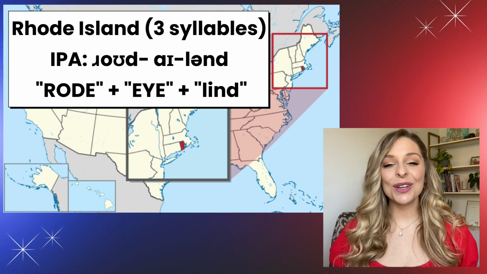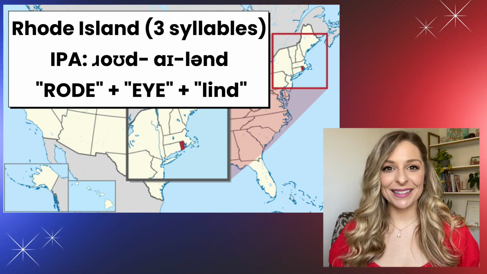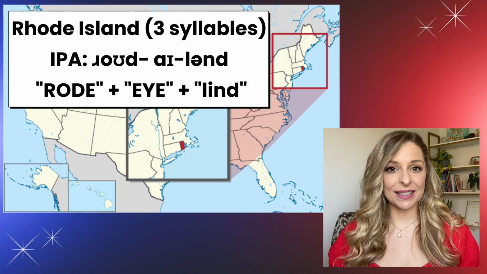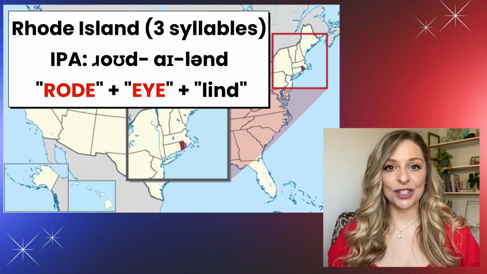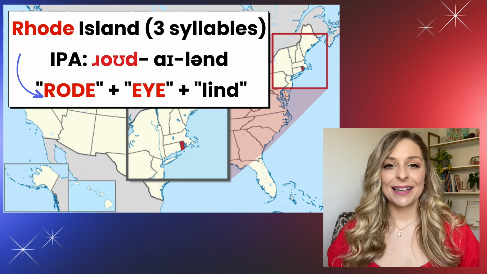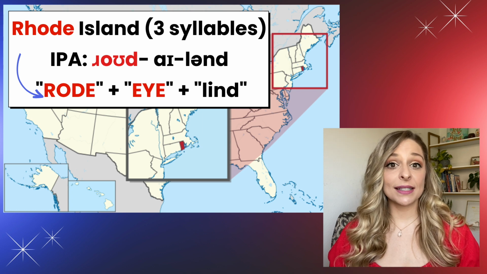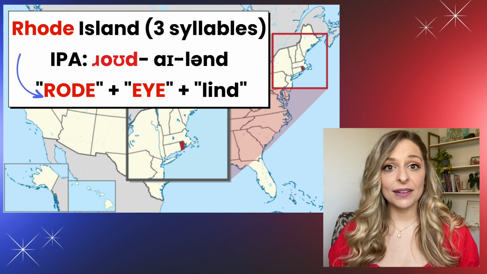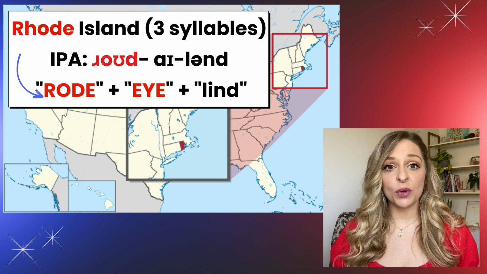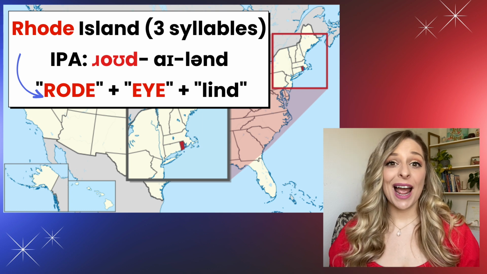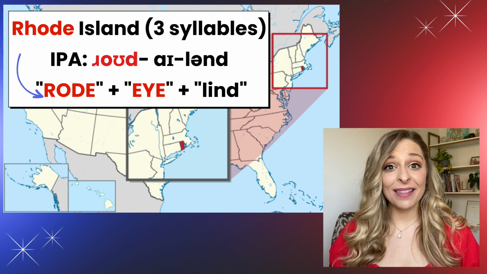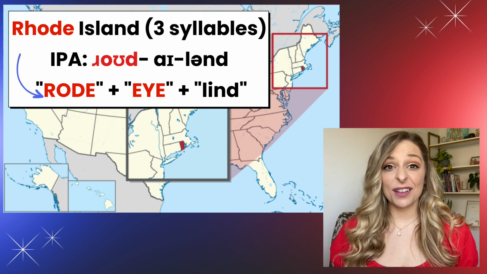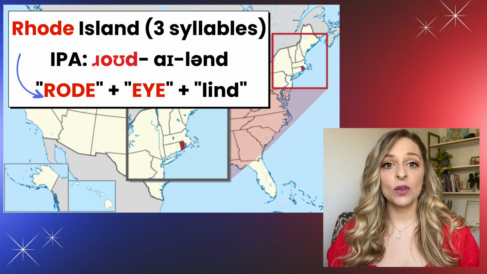Number 39, Rhode Island. This word has three syllables, and we stress the first two, Rhode Island. Now, the first word sounds exactly like the past tense of the word to ride. We say road. I'm not sure what that H is doing there. Again, English just loves silent letters, but we say road.